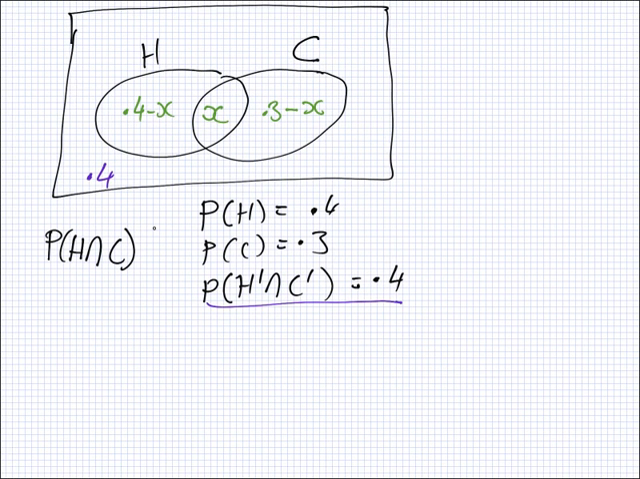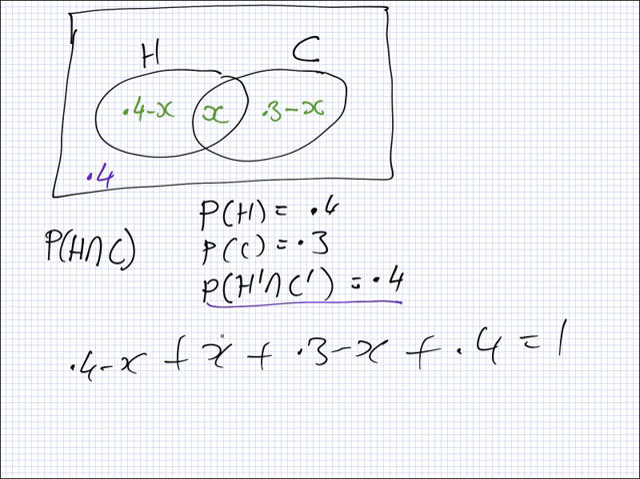Now, they all must add to 1. The total probability must be 1. We talked about this before when we did our tree diagrams. So 0.4 minus X plus X plus 0.3 minus X plus 0.4 equals 1. Total probability is always 1. That's a rule. 0.4 plus 0.4 is 0.8, and 0.3 is 1.1, is it? X and minus X cancel, so you're left with minus X equals 1 minus 1.1. So X equals 0.1 then. 10% then. So 10% of patients have heart disease and high cholesterol.